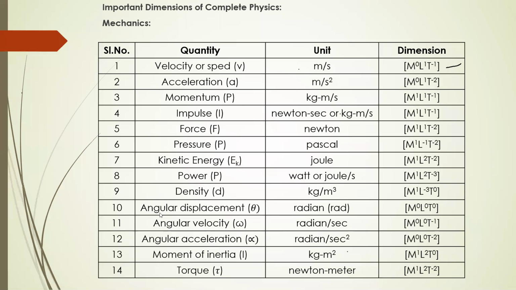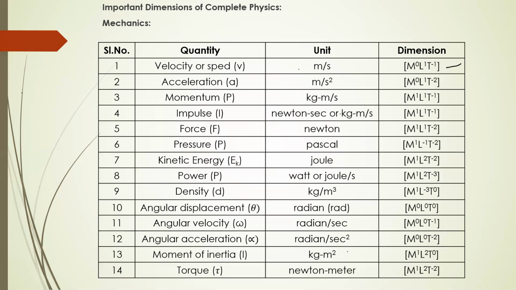Next, angular velocity. The unit of angular velocity is radian per second, and the dimensional formula is M raised to 0, L raised to 0, T raised to minus 1. Why? Because angular velocity is defined as angular displacement divided by time. Therefore, it becomes M raised to 0, L raised to 0, T raised to minus 1.